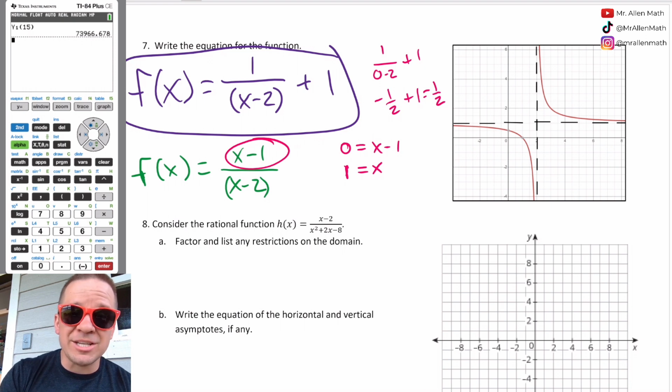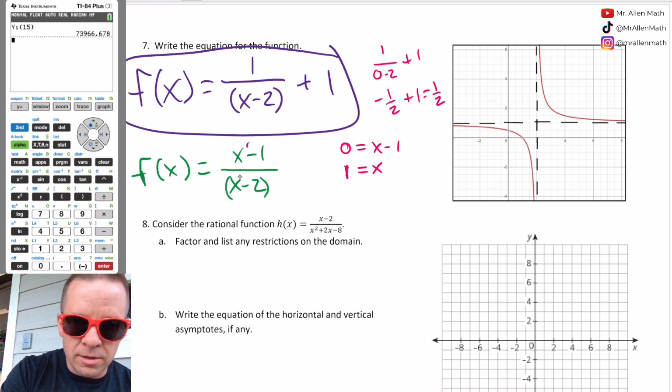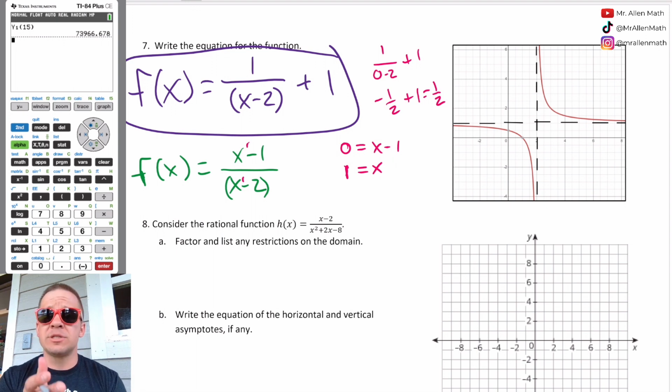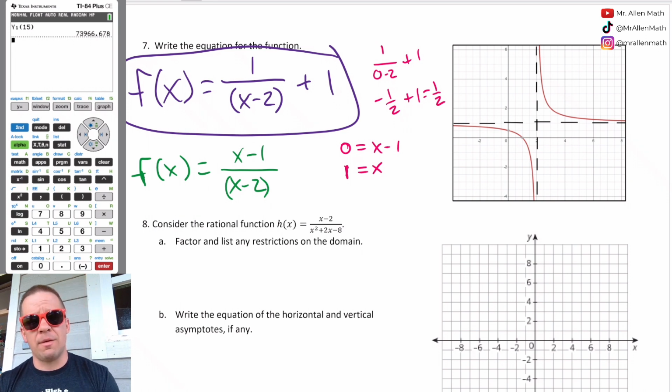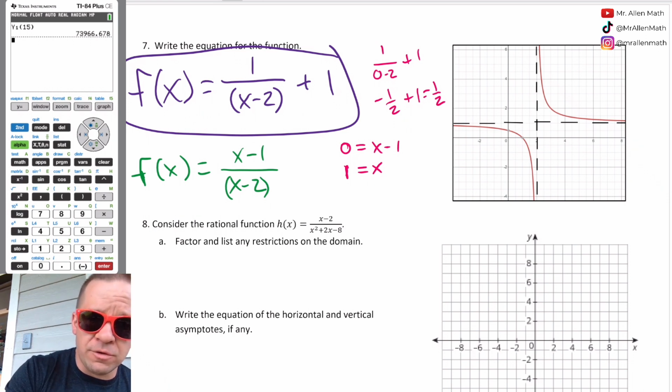And since my degrees are the same here, since I have a degree of 1 and 1 right there, I would look at my coefficients of 1 and 1. So y equals 1 would be my horizontal asymptote. All 3 specs here then check out, so that is wonderful. We are good to go on this one. So option 2 there, if you so choose.